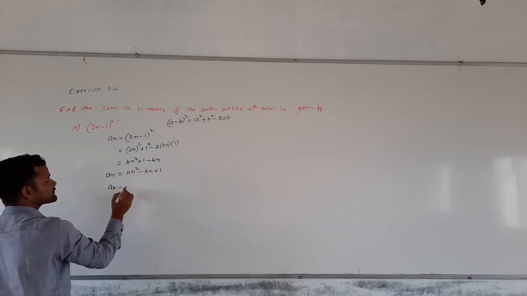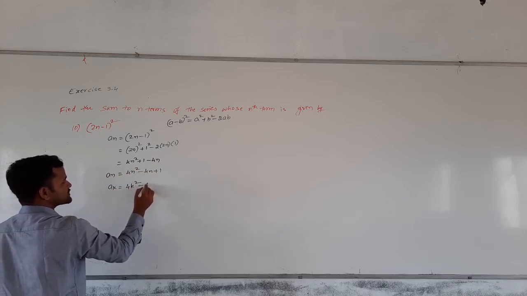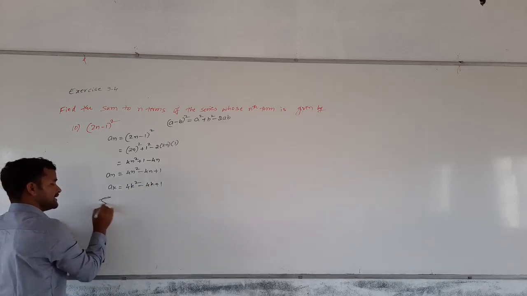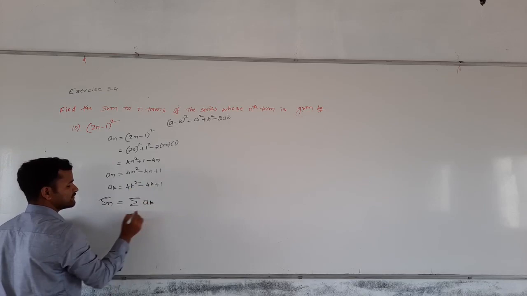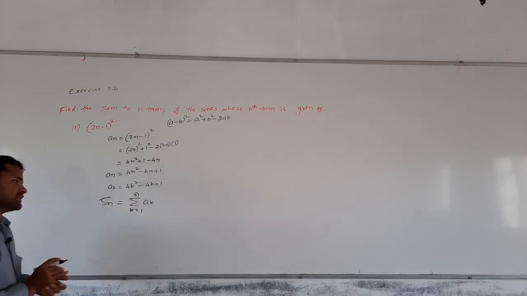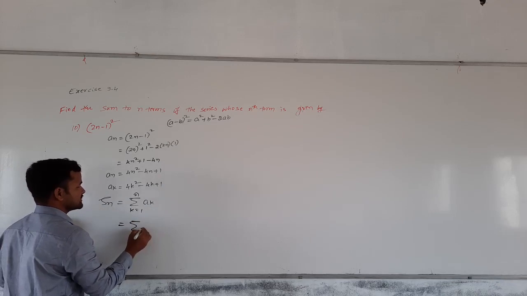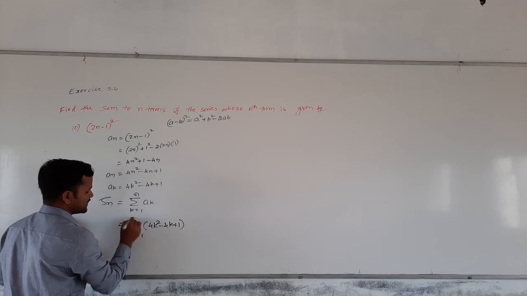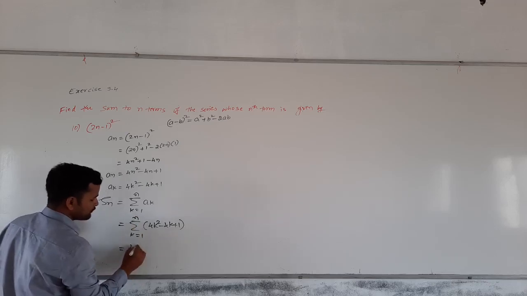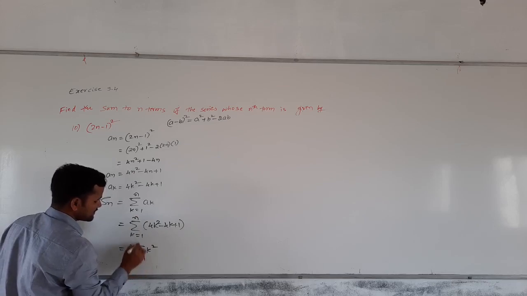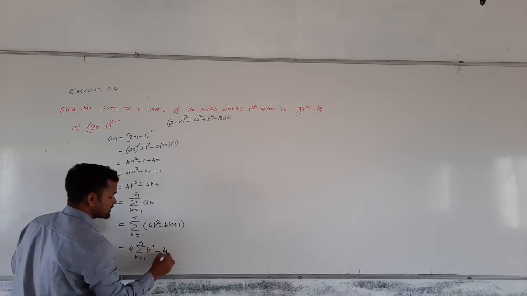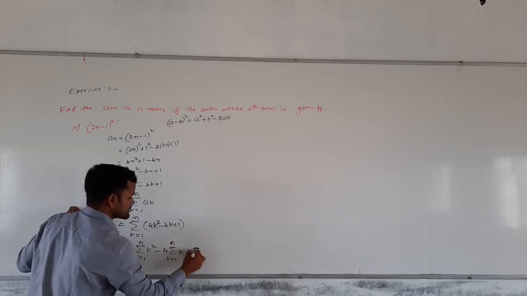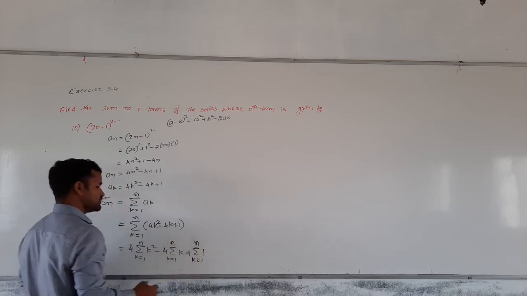Then what is ak equal to? Ak is equal to 4k square minus 4k plus 1. Then the Sn formula: Sn is equal to summation of ak where k varies from 1 to n, that is summation of 4k square minus 4k plus 1. This is 4 into summation of k square, where k varies from 1 to n, is the first term, minus 4 into summation of k is the second term, plus summation of 1 is the third term.